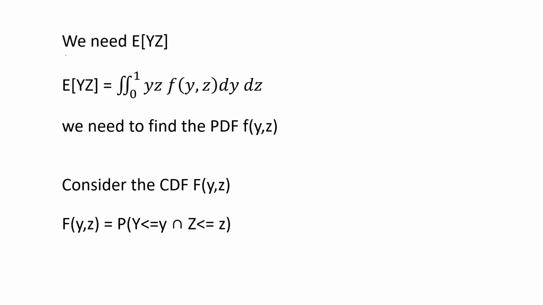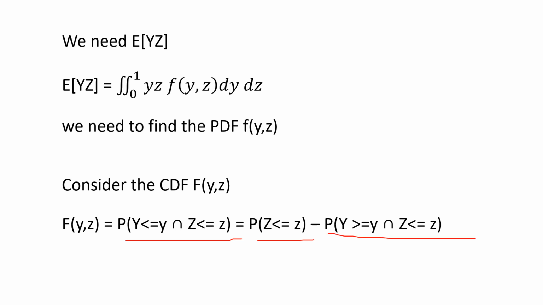Now we need to find the expected value of yz. For this, we'll need the joint PDF of y and z. So we'll follow the same approach. First we'll find the CDF, and then differentiate it to find the PDF. So the CDF of yz is the probability that y is less than or equal to y intersection z is less than or equal to z. So I can write this probability as probability z less than or equal to z minus probability y is greater than y intersection z less than or equal to z.